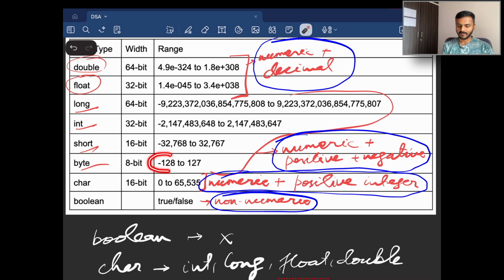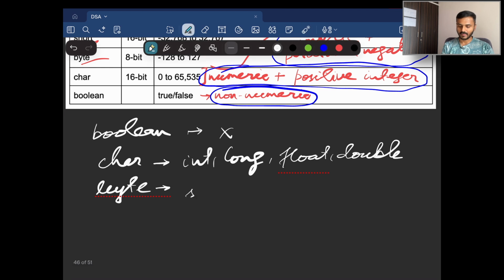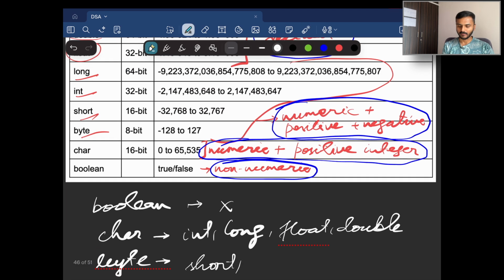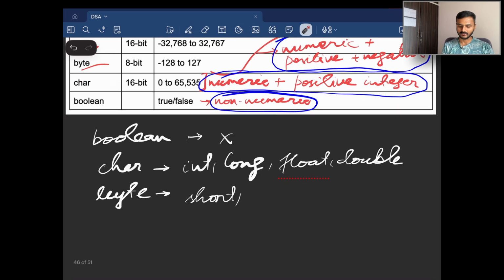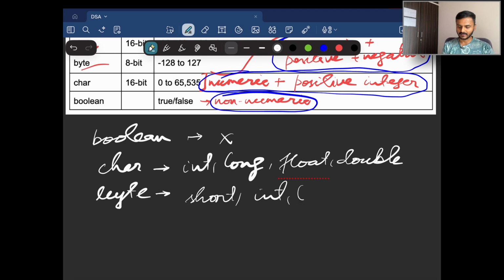Because the lowest value that byte can hold is minus 128, and the highest value that it can hold is 127. Now 127 is way less than the maximum value that short can hold. Similarly, minus 128 is way less than the minimum value that short can hold. So any value that a byte variable can hold can easily be stored in a variable of short type. And that means that byte and short are compatible. And for the same reason, byte is compatible with int and long as well. So let's update this list.